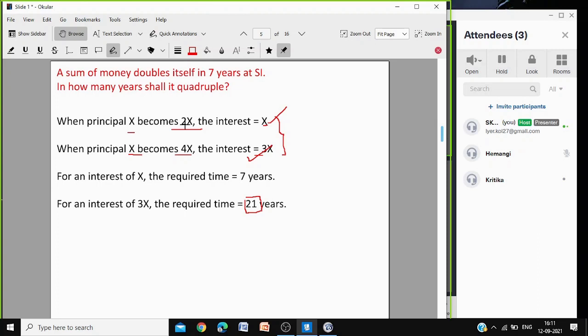Because x becomes 2x, doubles, means the interest is not becoming double. You subtract the original principal. So 2x minus x, x was the interest. 4x minus x, 3x was the interest. It was 3 times. So actually you need 21 years.